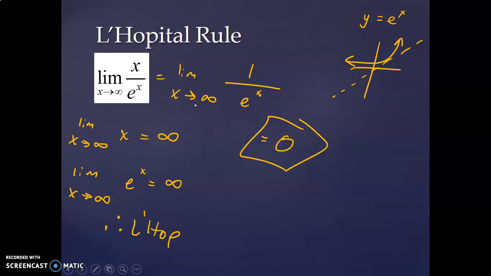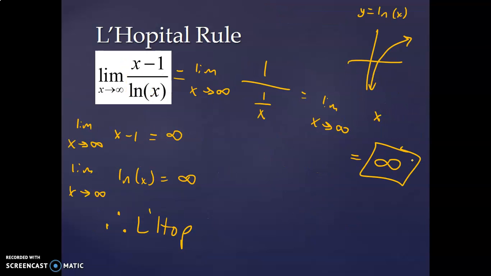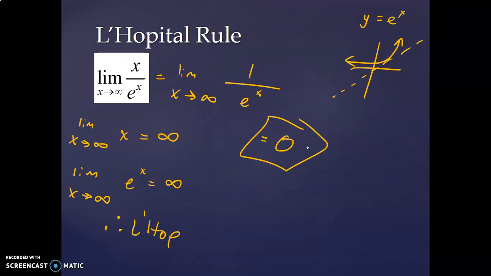So all three of these problems started out as infinity over infinity. One of them reduced to a constant, one of them reduced to infinity, and one of them reduced to 0. I don't think reduced is the right word. Evaluated is what I should have said for all three of those. So when you see 0 over 0 or infinity over infinity, you're going to use L'Hopital because you can't tell what the answer is without using L'Hopital.